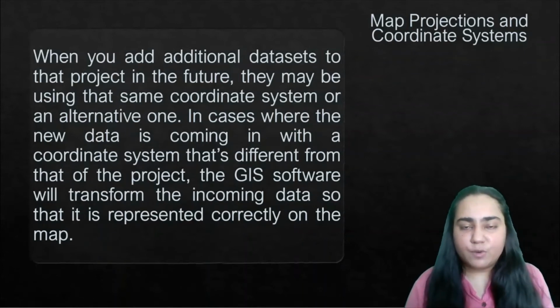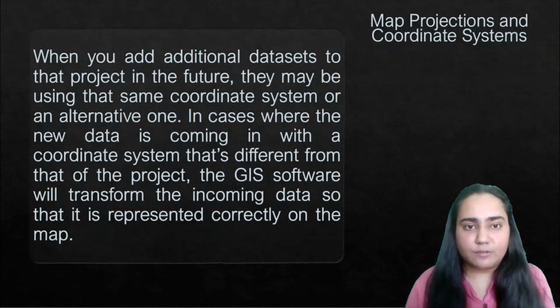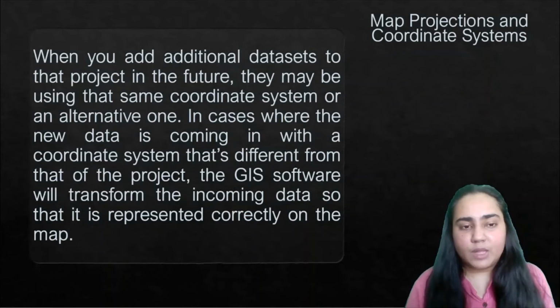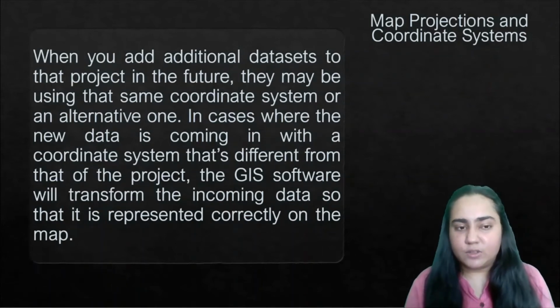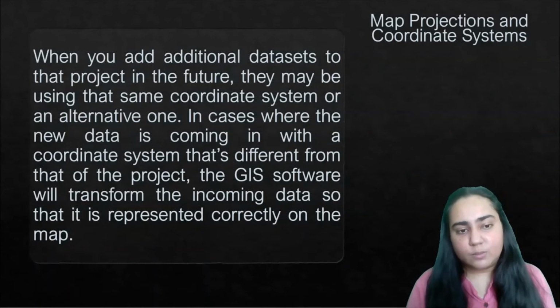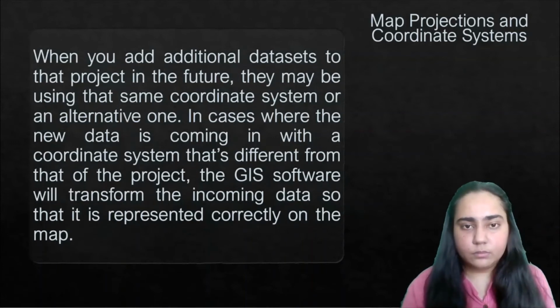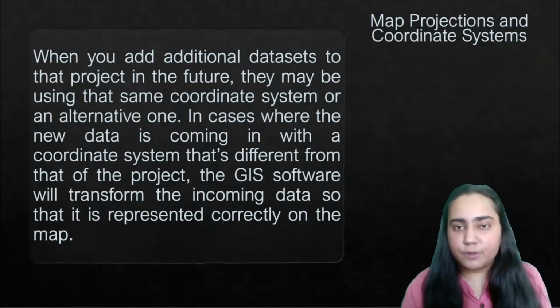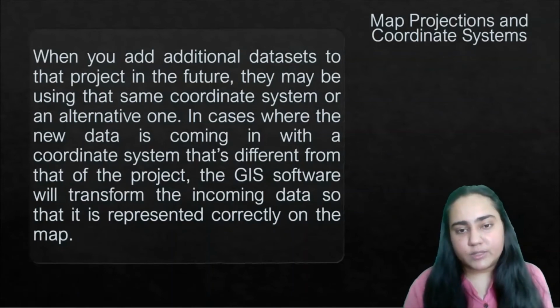Okay, so if you have a running project that you're doing right now and that project is using a certain coordinate system, but then you get new data that has some other coordinate system, and you want to use that in your project, then you just have to get it into the GIS software and it will automatically transform it into the coordinate system used in the existing project so that it can be represented correctly on the map. So the software basically does everything for you. You just have to figure out which button to press.